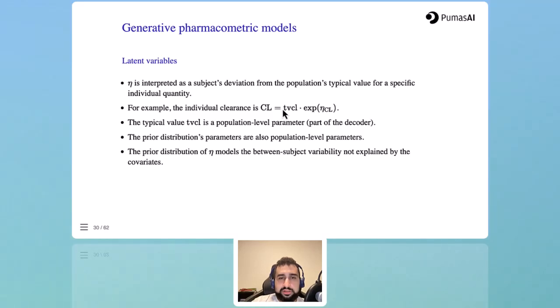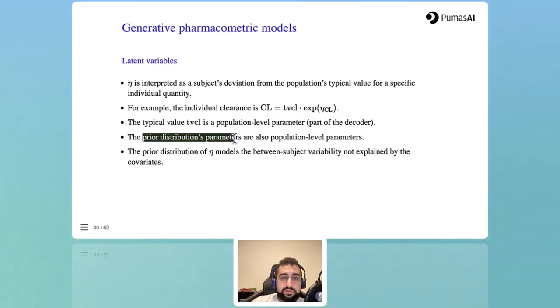Now, the typical value TVCL here would be basically one of the parameters of the decoder, right? So this here would be part of the decoder that's decoding the eta CL to produce some concentration curve over time, and TVCL here would be one of the population parameters that's part of the decoder, just like the neural network weights in generative deep learning.